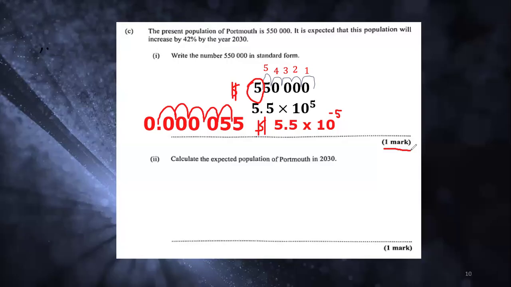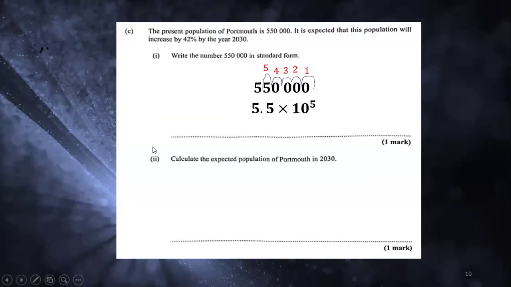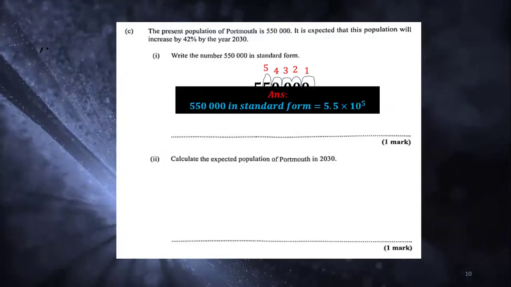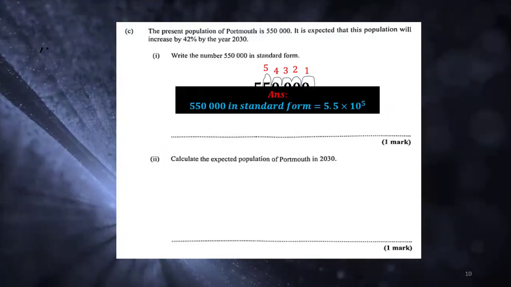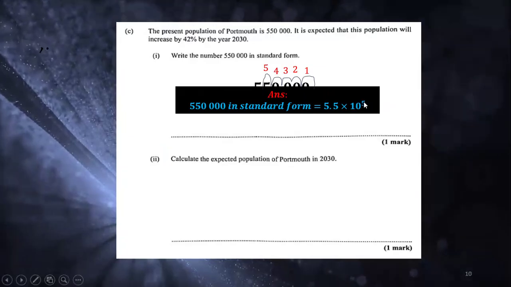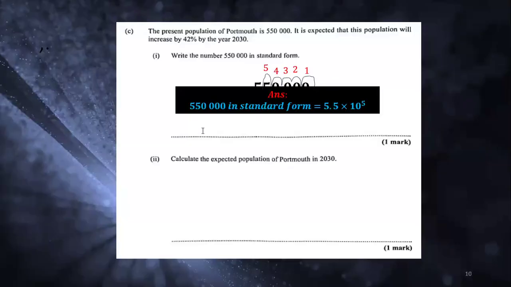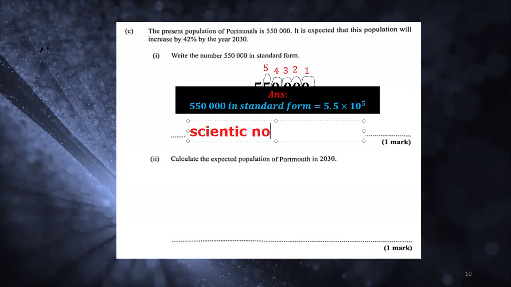All right? Is that clear to everybody? You're cool with this? Okay, awesome. And with that, let's express the final answer here. It's going to be 550,000 in standard form is 5.5 by 10 to the 5, positive 5. Another word for standard form is scientific notation. Remember that too? CSEC may switch it up on you someday, and you may never know.